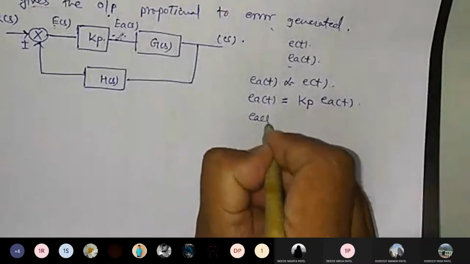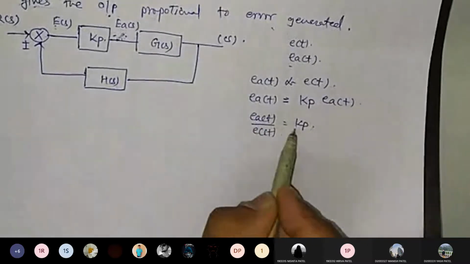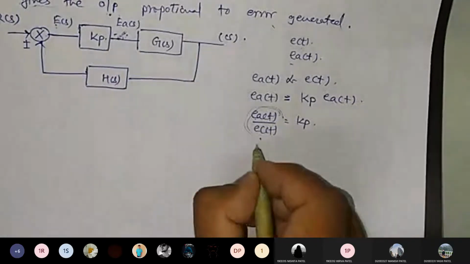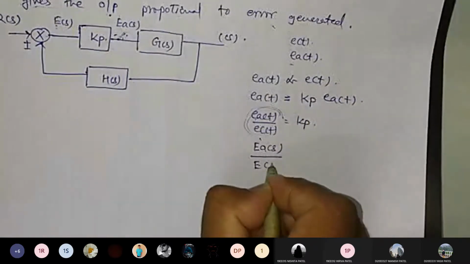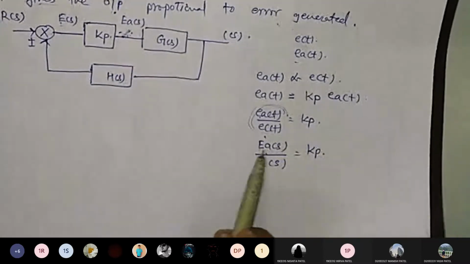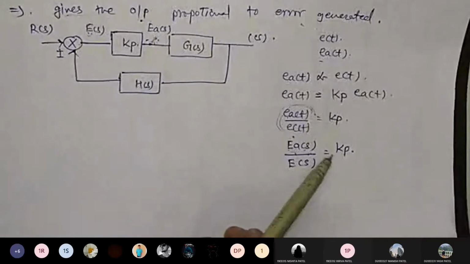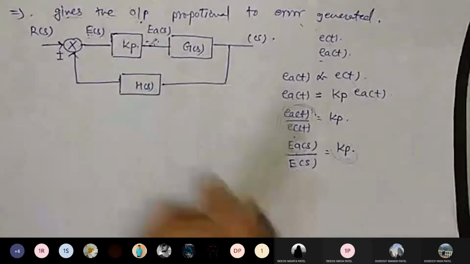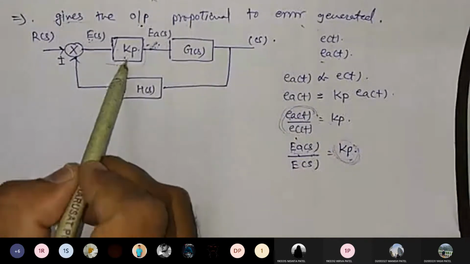So Ea(t) divided by E(t) is nothing but the output divided by the input. In Laplace form, it is Ea(s) by E(s) equals Kp. What is the output here, and what is the input? This is nothing but the transfer function. So the transfer function of your proportional controller is equal to Kp. That's why it is Kp.